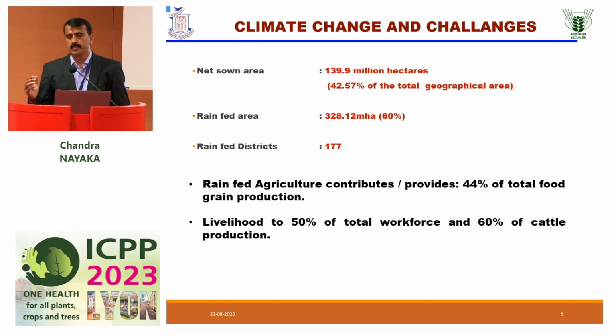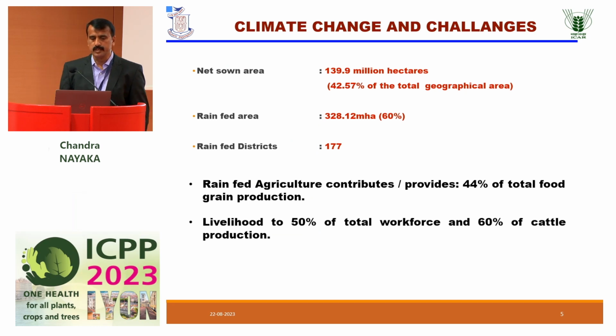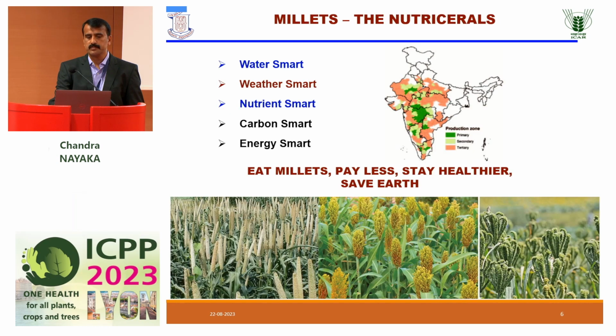So I'm actually focusing mainly on India. We have around 139.9 million hectares of cultivated area, out of which 57% of the total geographic area is rain-fed, and it provides 44% of total food grain production. It is a livelihood to 50% of the total workforce and 60% of cattle production.